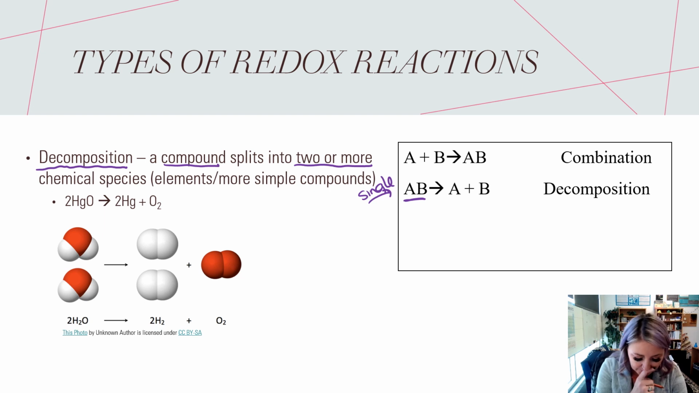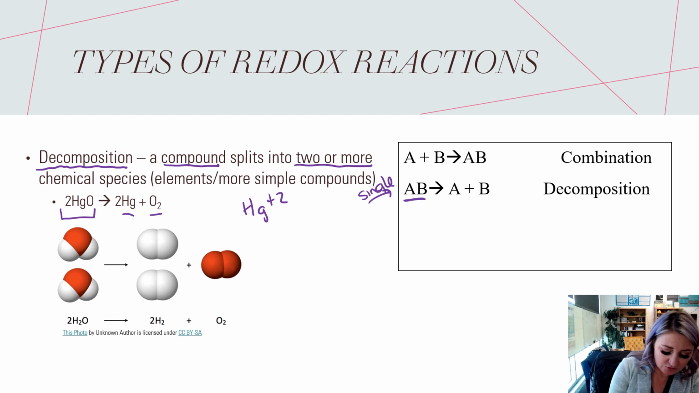So here's an example of what is happening. We have our mercury oxide, and it is splitting into mercury metal and oxygen gas. So here's our single compound that's becoming 2 single elements. And it's doing this through the transfer of electrons. So both of these are starting out charged. Hg has a positive 2 charge, oxygen has a minus 2 charge, and they're both becoming neutral.